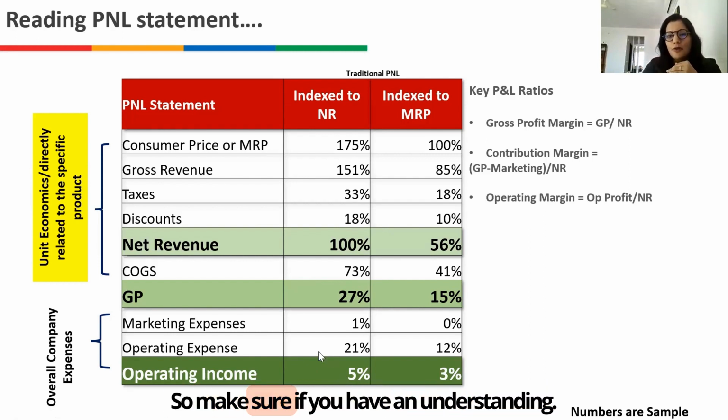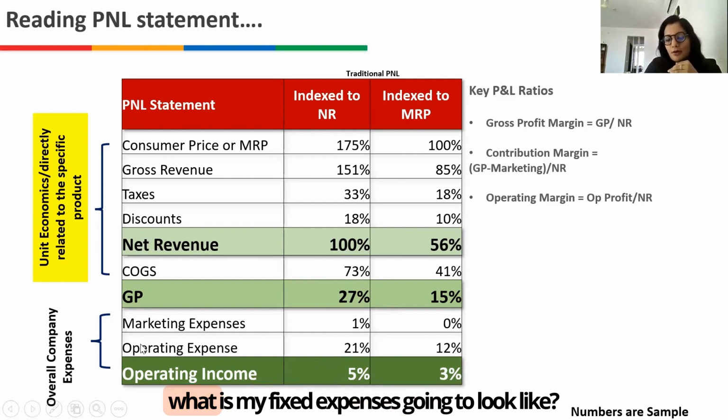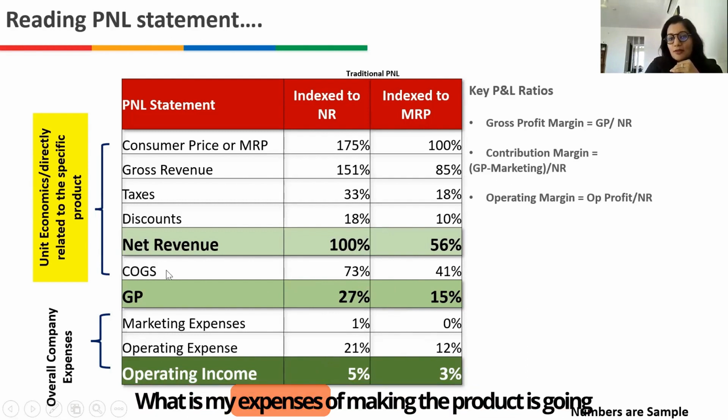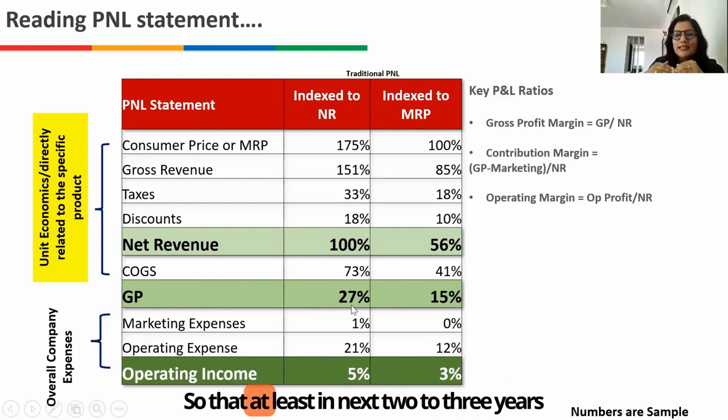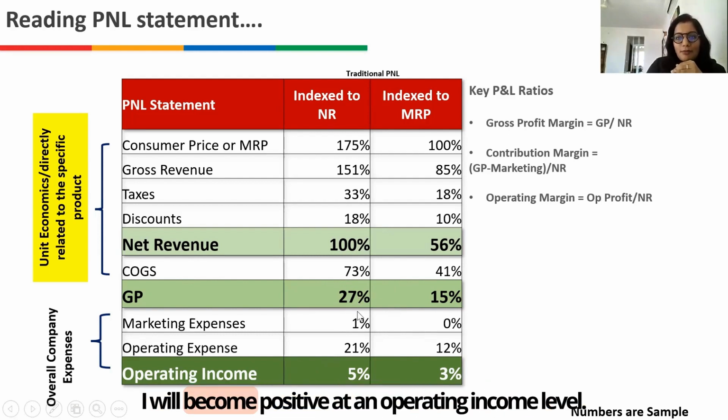So make sure you have an understanding of what my fixed expenses are going to look like, and what my expenses of making the product are going to look like. Basis that, I can only afford to go to a margin level of X%, so that at least in the next 2 to 3 years, I will become positive at an operating income level.